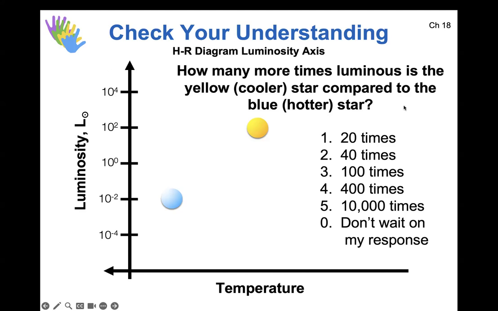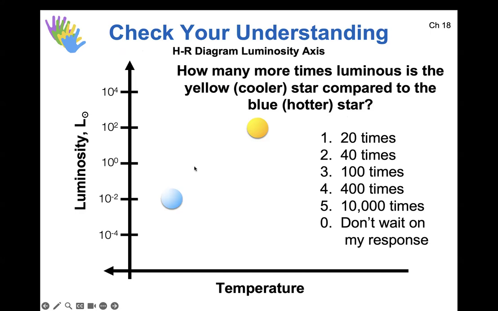So what do you think? How many more times luminous is the yellow cooler star? Okay, Alara says one times more luminous. Oh, no, one, okay. 20 times more, okay. Yeah, that makes sense. 40 times more, okay.